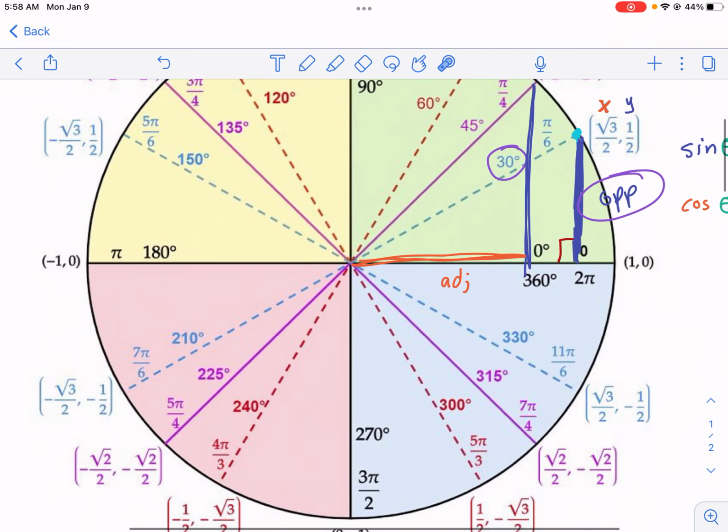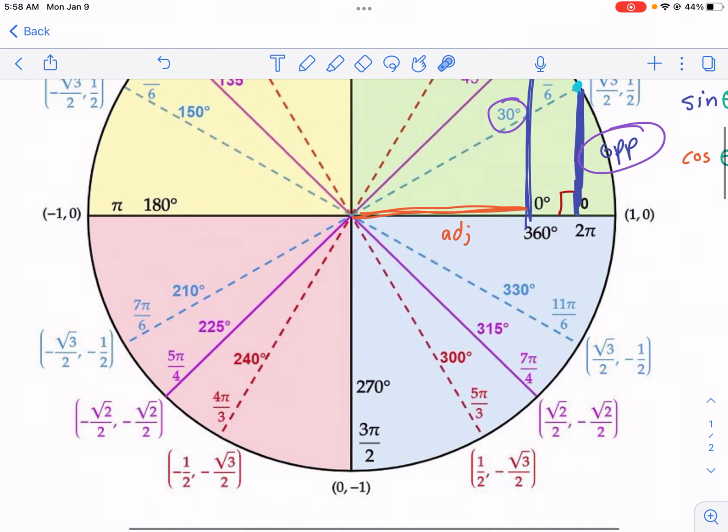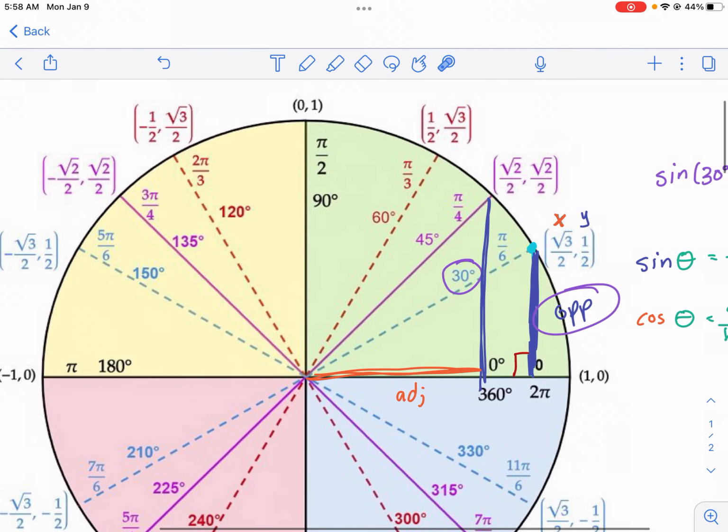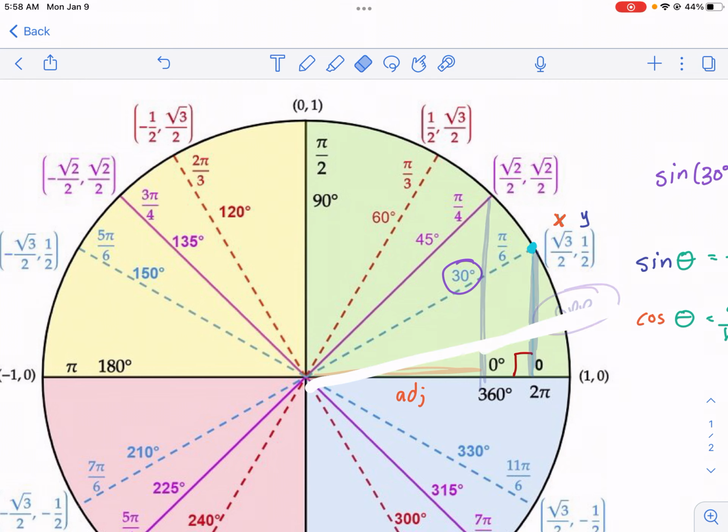Now, the last puzzle piece here is that some of these values are negative and some of them are positive. So in the green, I'm going to erase all this.